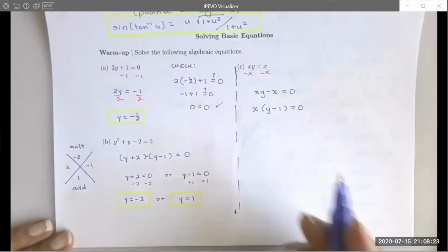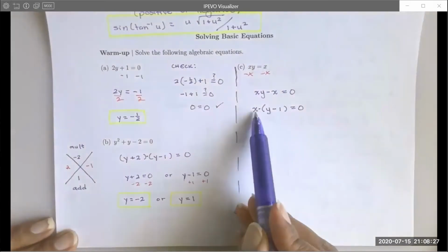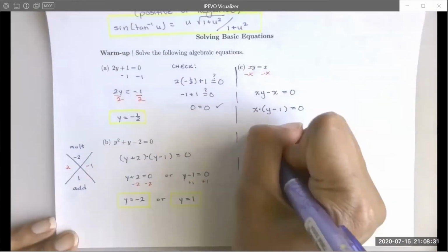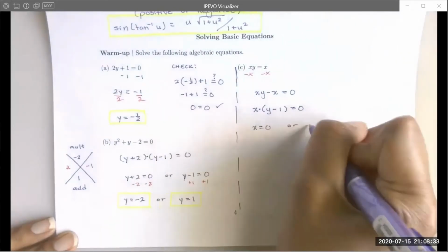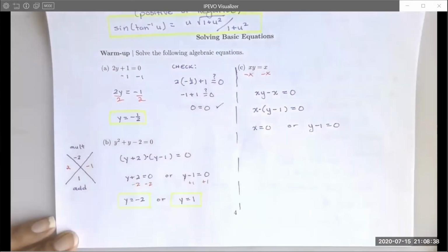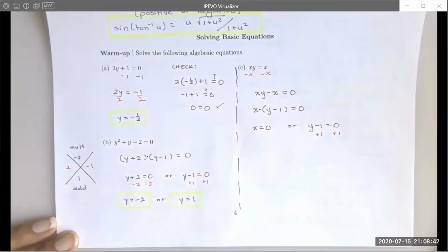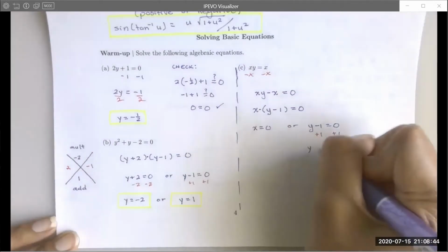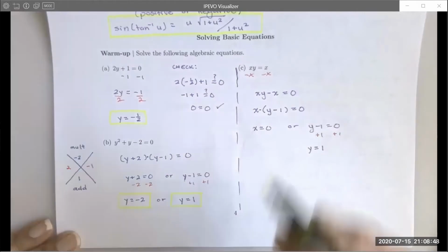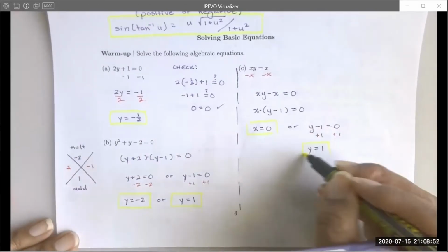And again, we apply that same idea as before. If you take the product of these two terms and it gives you 0, that's because either x is 0 or y minus 1 is 0. And if y minus 1 is 0, that is a nice simple equation we can solve by adding a 1 to both sides, and that gives us y is equal to 1. Okay, so our answers here would be x is equal to 0 or y is equal to 1 would make the equation true.